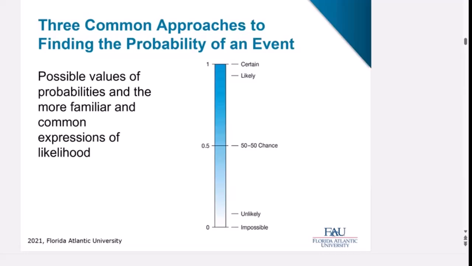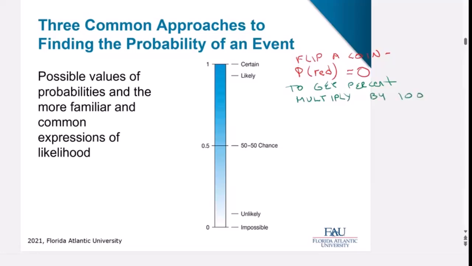Something that is 0 probability. I'm going to flip a coin. What's the probability of red? It's 0, unless the coin's red, in which case it would be 100%. And 0 is a decimal amount between 0 and 1. If I want to know the percentage, I multiply by 100, which obviously still is 0%. I have a 0% chance of getting red.